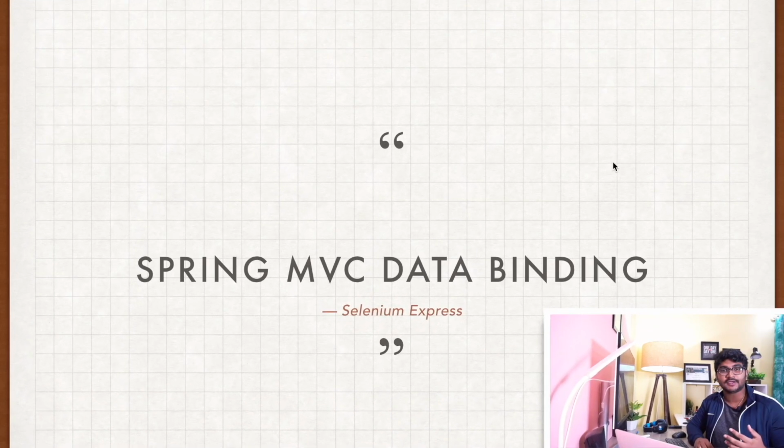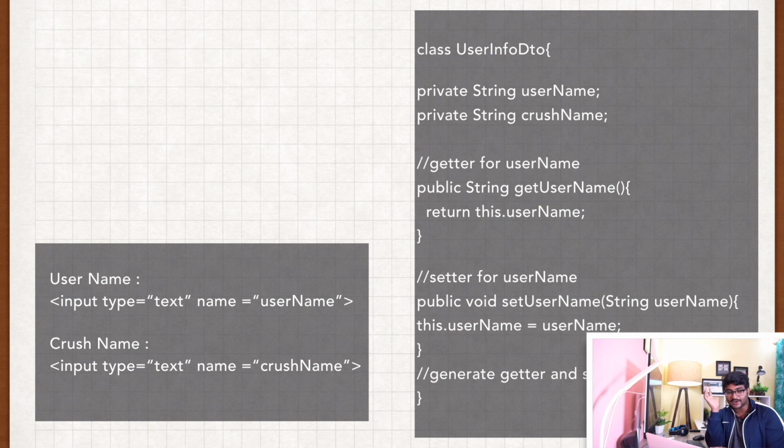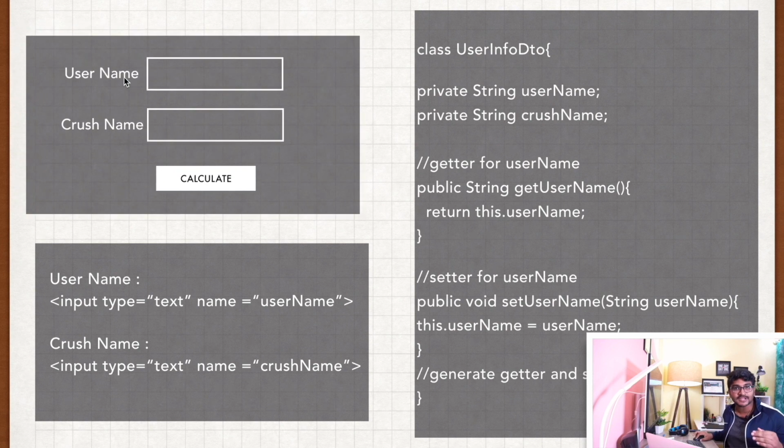Okay, so now let's see, if we're not going to use the request param, as I said, then how are we going to do a proper Spring binding without writing a lot of code, without writing a lot of @RequestParam, and without declaring a lot of string variables, right? That is bad. Okay, so now let's say I have a form. Let's say I have this form. I have username and crush name. There are two text boxes, right?